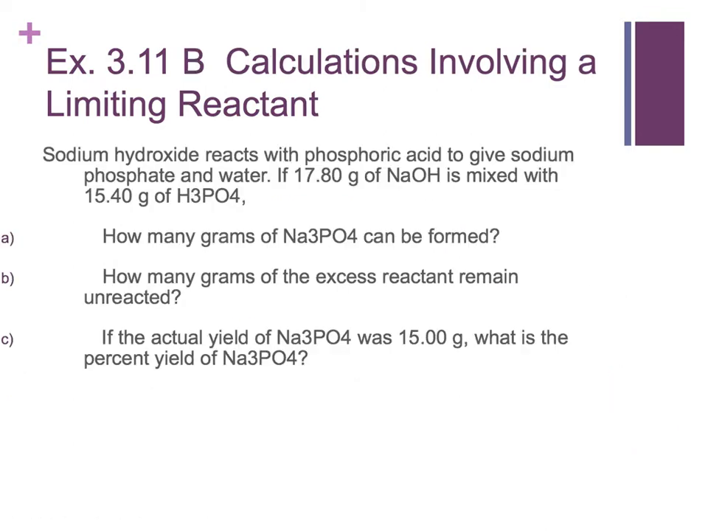But those were in moles, and this example is in grams. So this is going to get a lot more challenging when we get questions like this, because we have to do a lot of stoichiometry. Sodium hydroxide reacts with phosphoric acid to give sodium phosphate and water. If I have this many grams of sodium hydroxide and 15.4 of phosphoric acid, how many grams can be formed of the sodium phosphate, and how many grams of the excess remain unreacted?